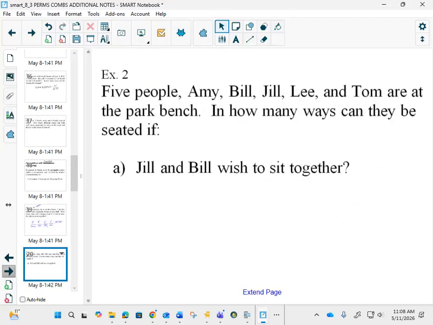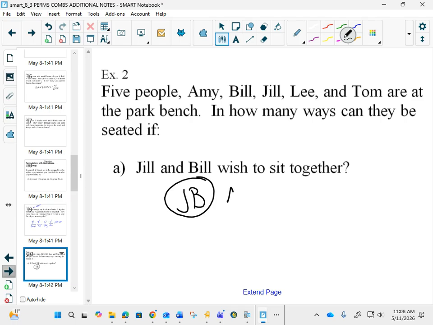So sometimes we get grouping strategies like this. We have 5 people that want to sit on a park bench: Amy, Bill, Jill, Lee, and Tom. In how many ways can they be seated if Jill and Bill want to sit together? Isn't that nice? So if I draw a diagram, Jill and Bill are going to get grouped together. And we still have Amy, Lee, and Tom. This is a grouping question. As soon as something needs to stay together, we have a grouping question.